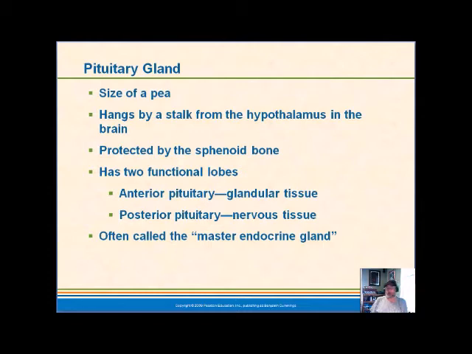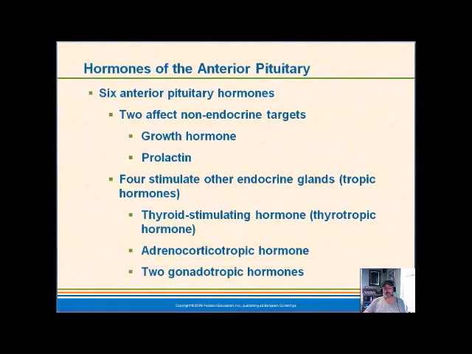It has the anterior pituitary, which is actual glandular tissue, and then the posterior pituitary, which has nervous tissue, which releases hormones, basically neurotransmitters, into that part of the gland for release later on. This is often called the master gland of the endocrine system.